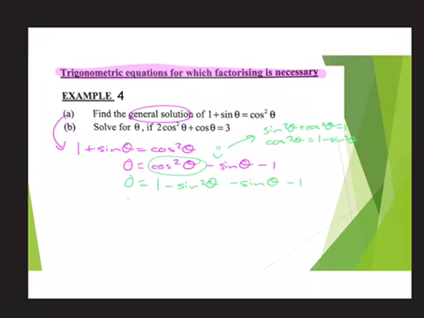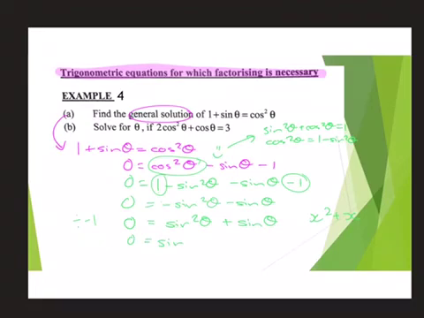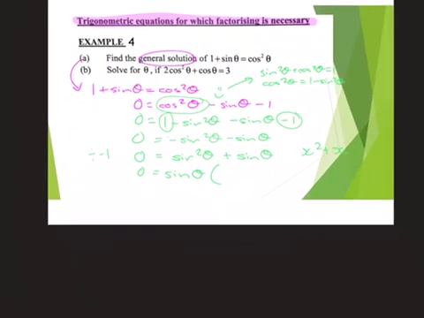Okay, so let's fix this up. 1 minus 1 gets me 0. Negative sine squared theta minus sine theta, you can't change because they're different terms. I'm going to divide everything by negative 1. 0 divided by negative 1 is 0. That's going to be sine squared theta plus sine theta, which is like saying x squared plus x. I'm going to then take out a common sine theta. It's very much like the identities you've done. You're left with sine theta plus 1. So that means sine theta equals 0 or sine theta equals negative 1.